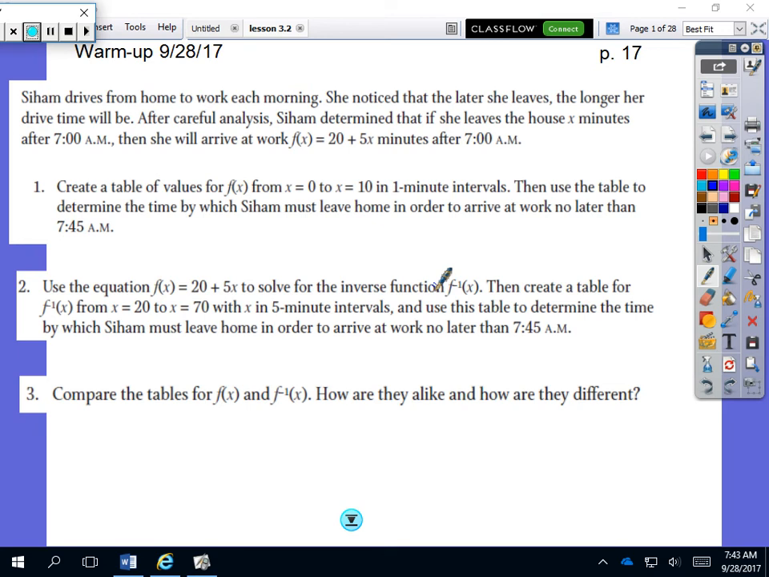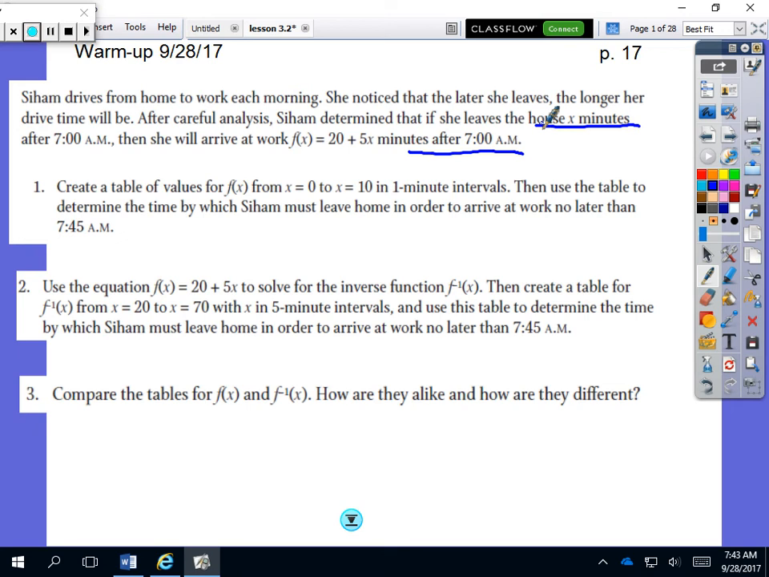So, Saham drives from home to work each morning. She noticed that the later she leaves, the longer her drive time will be. After careful analysis, Saham determined that if she leaves the house x minutes after 7 a.m., then she will arrive at work f of x equals 20 plus 5x minutes after 7 a.m. So it's a little bit of thinking here. This warm-up is on page 17 in your book. I need you to go ahead and stop the video, annotate this, and try to figure out how to answer the questions here.